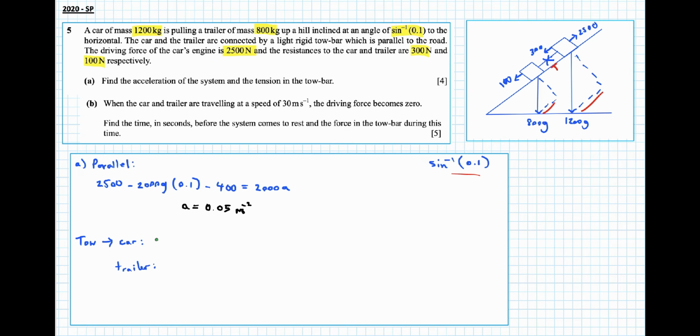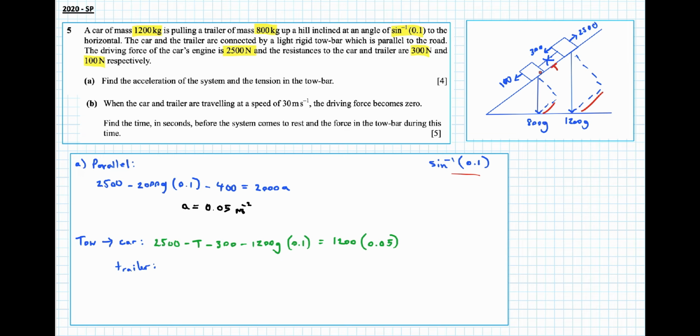So the individual components: our car has a driving force of 2,500 minus the T, just check those bits and pieces, minus 300 resistance, and then minus the sine component, 1,200 G times 0.1. You might have noticed by now that G times 0.1 cancel each other out if you did it that way. It's equal to 1,200 times 0.05, which is our acceleration.